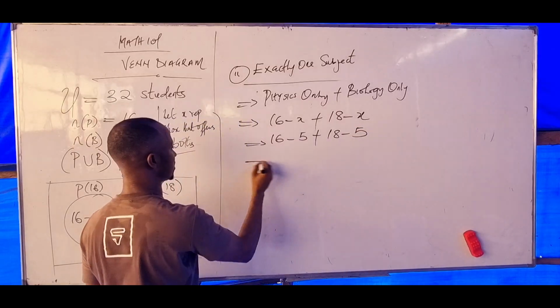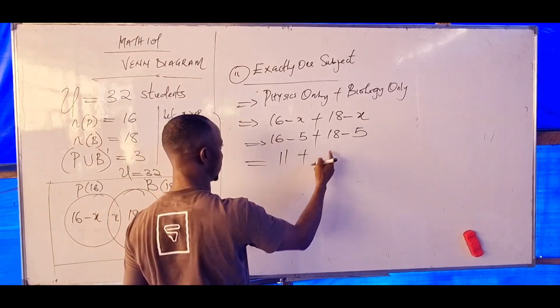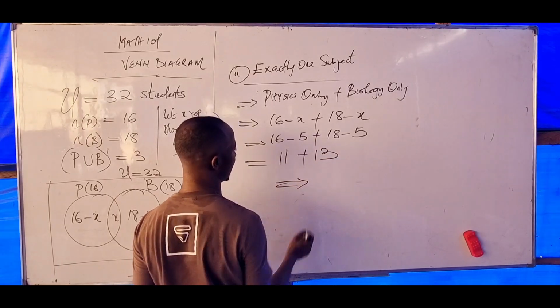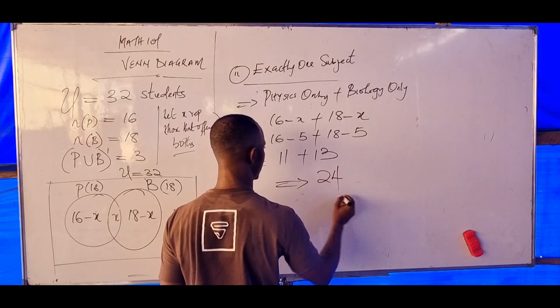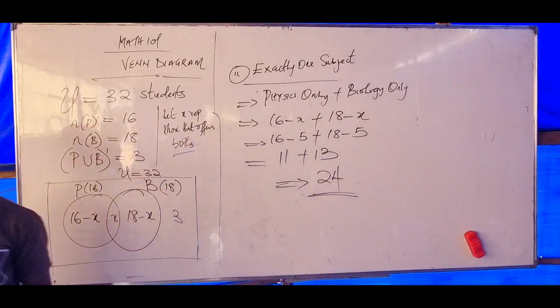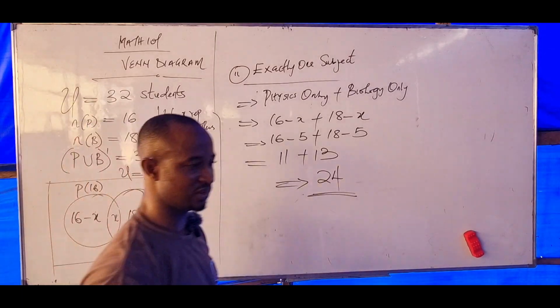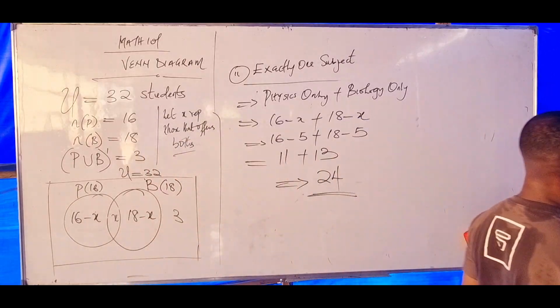What do you have here? 11 plus 13. What do you have in total? 24. Please put this down: 24 students offer exactly one subject.